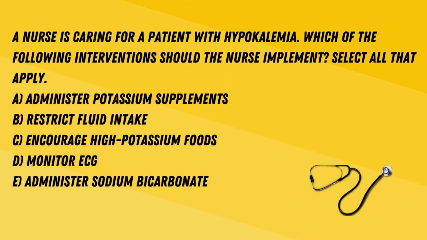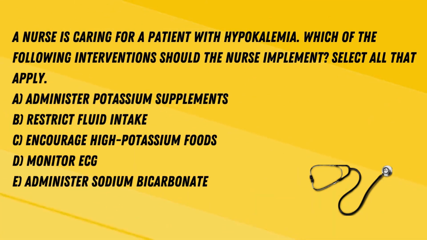A nurse is caring for a patient with hypokalemia. Which of the following interventions should the nurse implement? Select all that apply. A. Administer potassium supplements. B. Restrict fluid intake. C. Encourage high-potassium foods. D. Monitor ECG. E. Administer sodium bicarbonate.